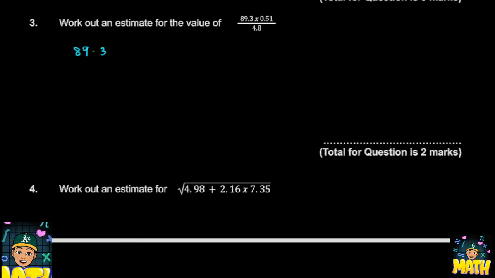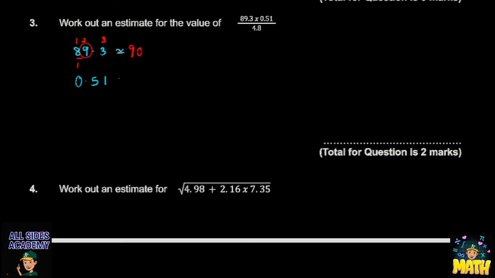Work out an estimate for the value of the one below. So estimate 89.3 to one significant figure. The 1, 2, and 3 are the significant figures. Once we have the 8, we look for the next one, the 9. The 9 rounds the 8 up to 90. So 0.51 to one significant figure: 5 is the first significant figure, then 1 is the second one. The 1 will not round the 5 up, so we'll have that as 0.5. In this case, there's no need to write 0 after the 5.